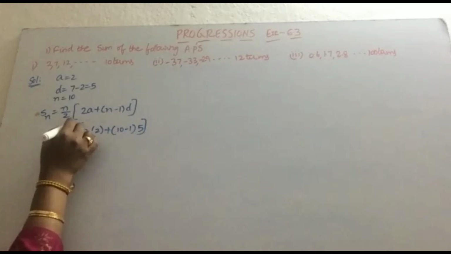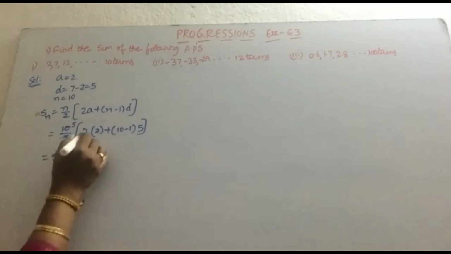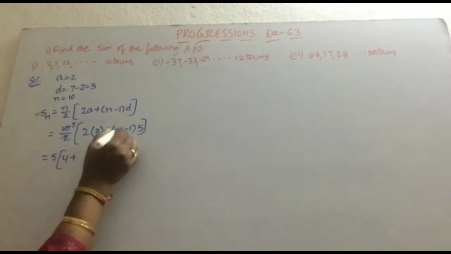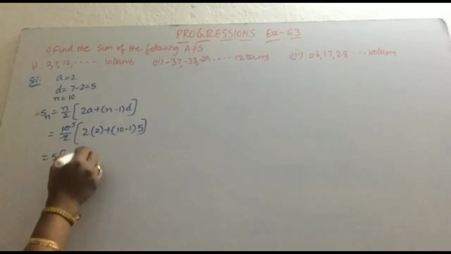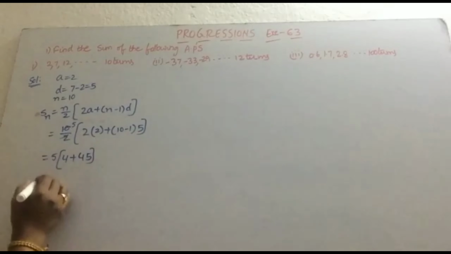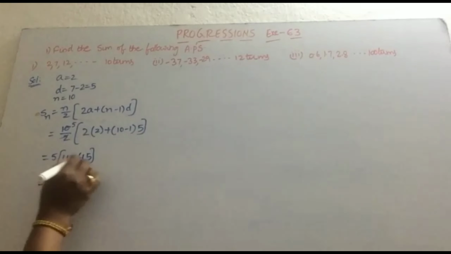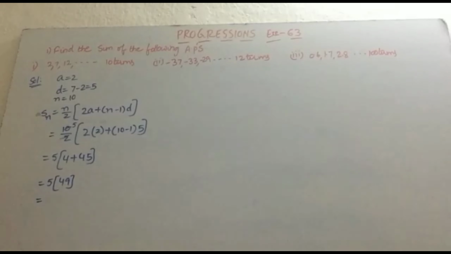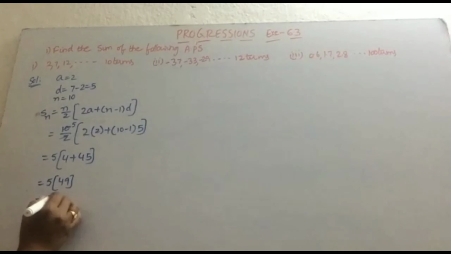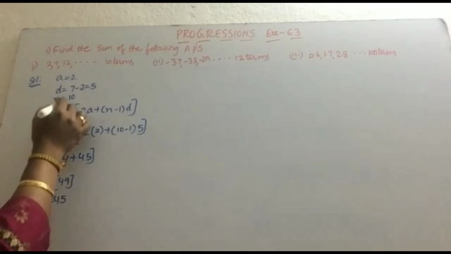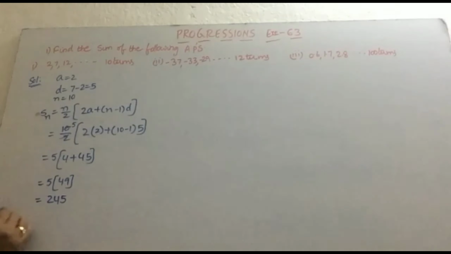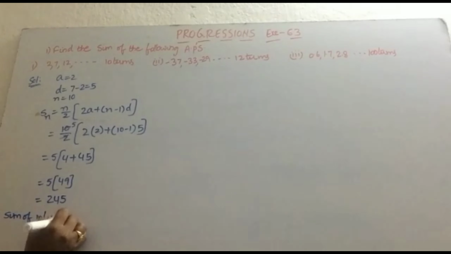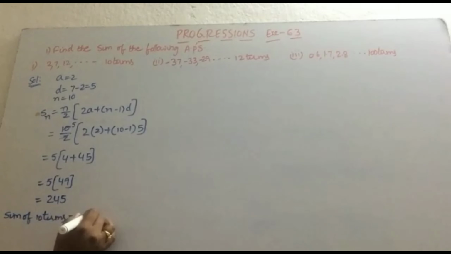Then 5 into 2 twos are 4 plus 9 fives are 45. So 5 into 49, that is 245. So the sum of 10 terms equal to 245.